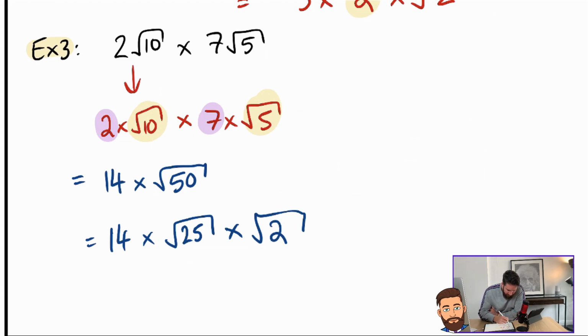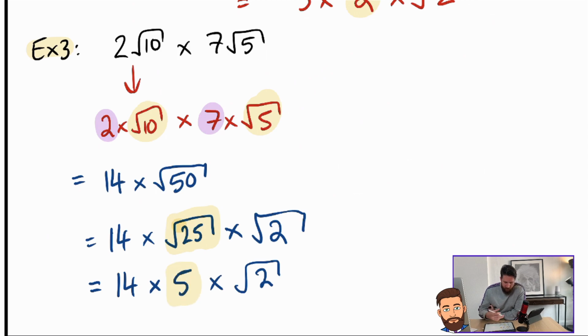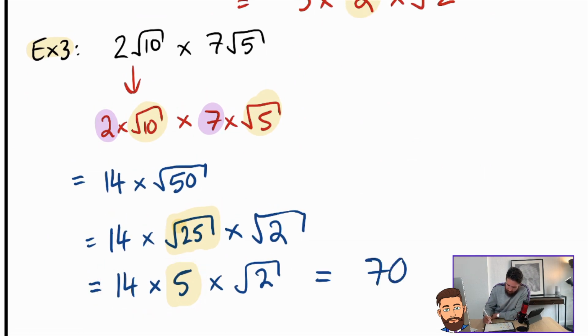So here, now I can say, oh, that's good. Root 25, happy days. I know that that goes to 5 times root 2. So this root 25, getting it into a square number has made it very useful because I can actually work out as a whole that 25 square rooted is 5. Now it's a case of tidying this up. We've got 14 times 5, which is going to be 70, with a root 2 on the end.